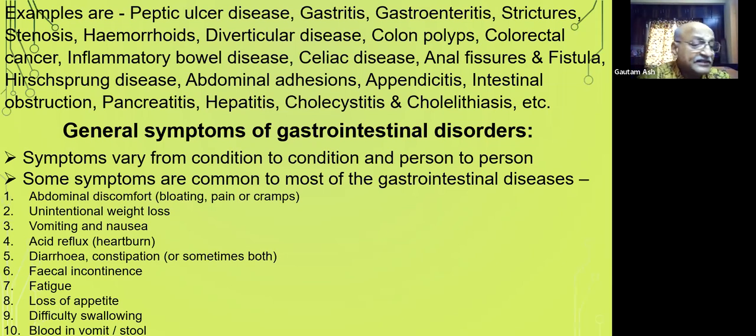Unintentional weight loss, already discussed. Vomiting and nausea, acid reflux, which is called heartburn. Diarrhea and constipation are both together. Fecal incontinence, fatigue, loss of appetite, difficulty in swallowing, and blood in vomit or stool. This is another serious condition. Blood in vomit or stool: hematemesis, melena. When it occurs, definitely there is a structural change, usually not a functional one.